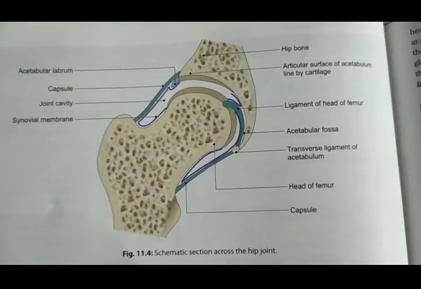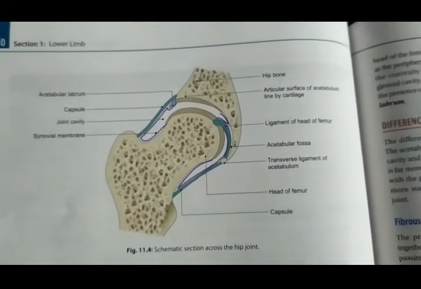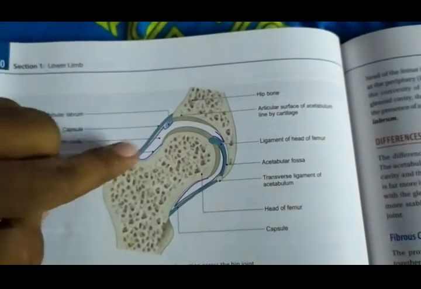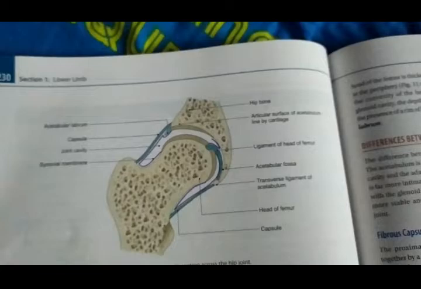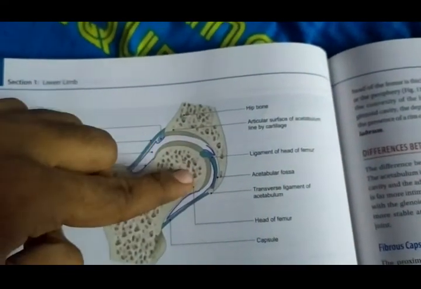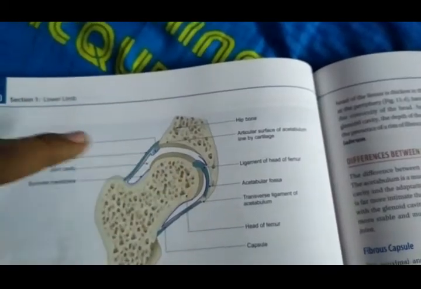And this is the capsule. Here in this picture you can see the capsule covering the joint and giving stability. This is the capsule, it will be covering entirely.